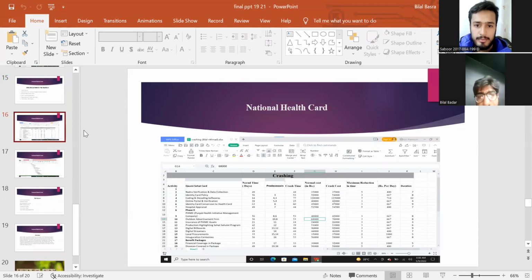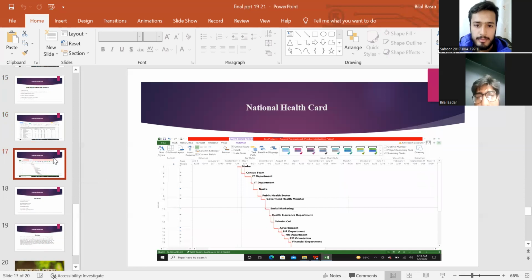In the process of crashing, we can see how we can crash. We see the normal days and the normal cost. Then comes the crash cost, which would be less than the actual cost, in reducing the time.